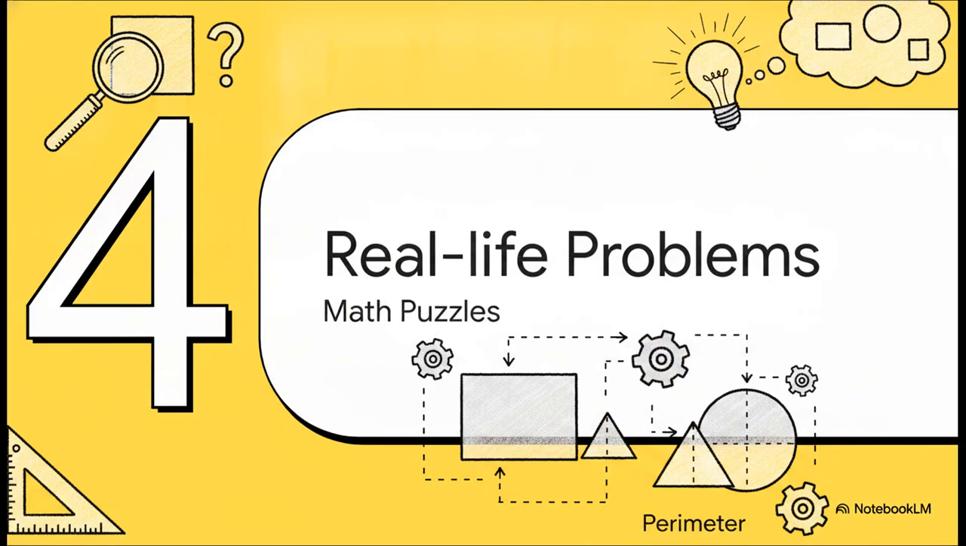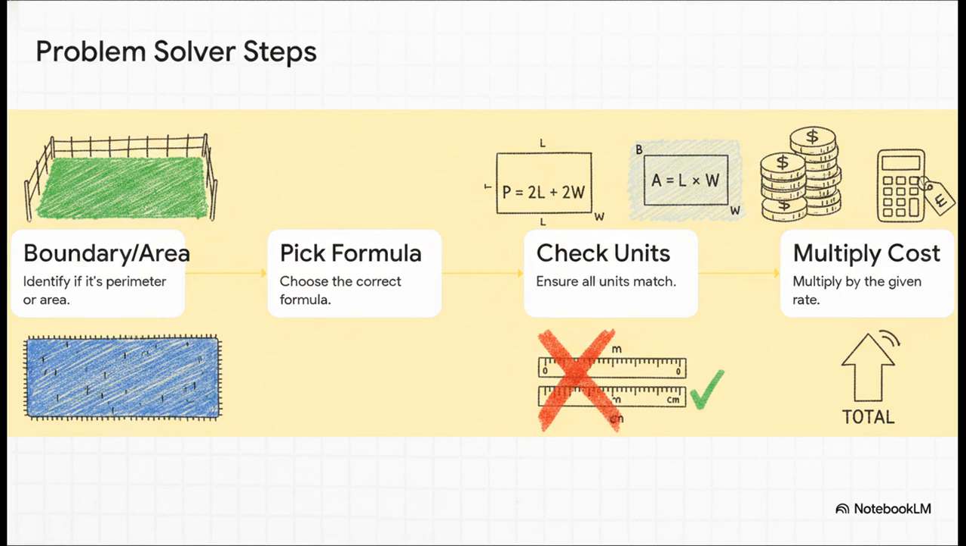Okay, let's put this into practice with section 4, solving real-life problems. I know word problems can make people panic, but they are honestly just fun little puzzles waiting to be solved. Here is my foolproof, 4-step cheat code for solving any mensuration word problem without a drop of stress. Step 1. Ask yourself, are they talking about the boundary, like a fence, or the surface, like a carpet? Step 2. Pick your perimeter or area formula based on your answer to step 1. Step 3. Check the units. Are they all the same? If one is in meters and one is in centimeters, you have to convert them to match. And finally, step 4. Multiply your final answer by the cost rate given in the problem.